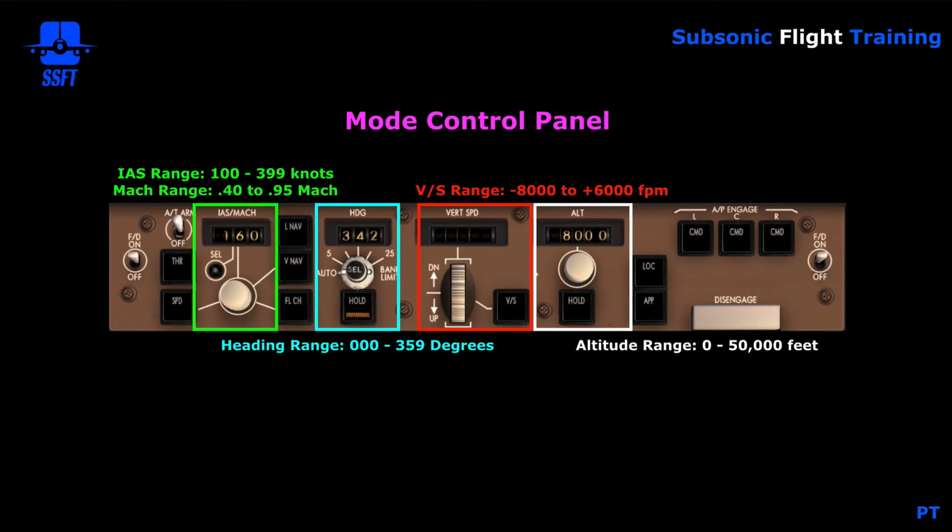The indicated airspeed range varies from a low of 100 knots up to a maximum of 399 knots. The Mach range goes from 0.40 Mach up to 0.95 Mach. The indicated airspeed will change to Mach automatically as you transit through 0.84 Mach. And in a descent, the indicated airspeed will change from Mach to indicated airspeed as we transit through 310 knots.